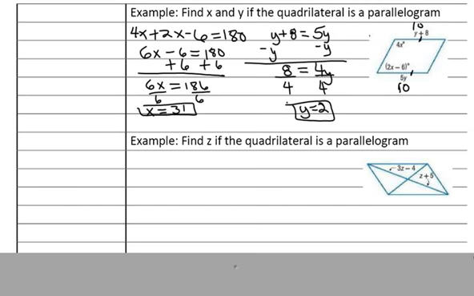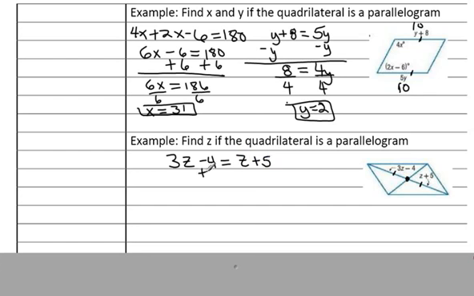Okay, the next property that I want to work with is the fact that diagonals in a parallelogram bisect each other. So that means that this is the midpoint, meaning that these two segments are congruent. So in order to find z, if this is a parallelogram, which it says it is, we would set these two segments, 3z minus 4 equal to z plus 5. We would set these two segments equal to each other.